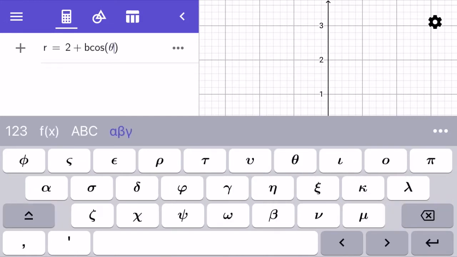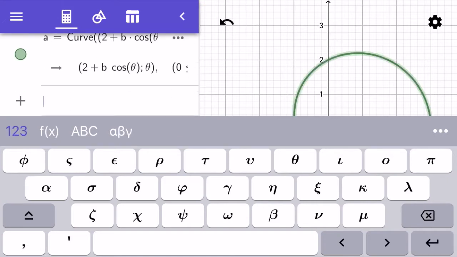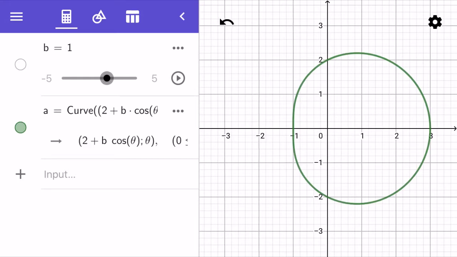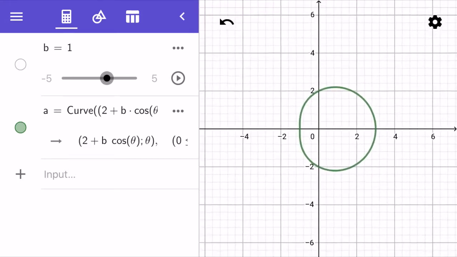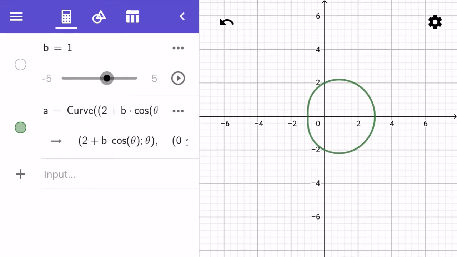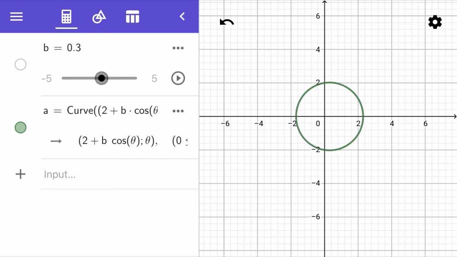And when I hit enter on that, you should be able to see that I get a graph when b equals 1. So you can see that this is something halfway in between a circle and a cardioid. If I show you when b equals 0, we'll get a circle of radius 2. That's because r equals 2. We saw in the last video that's just a circle of radius 2 centered at the pole.